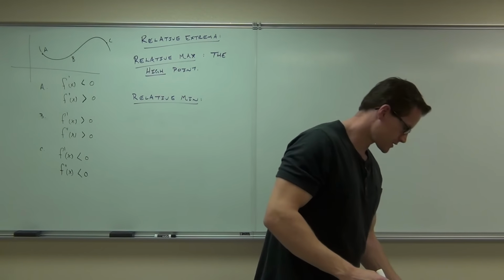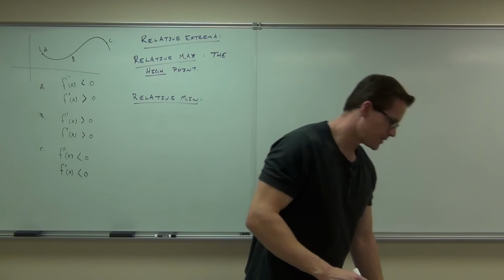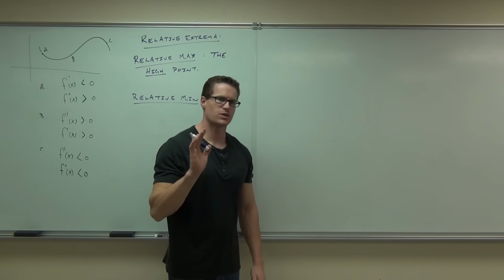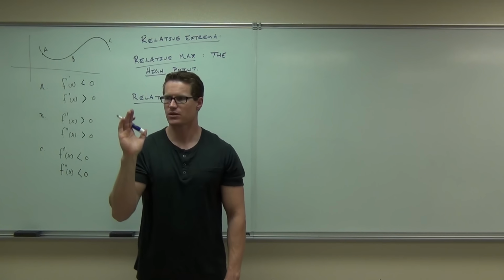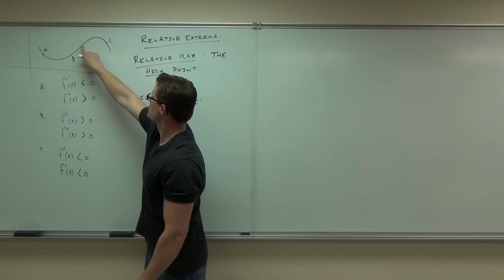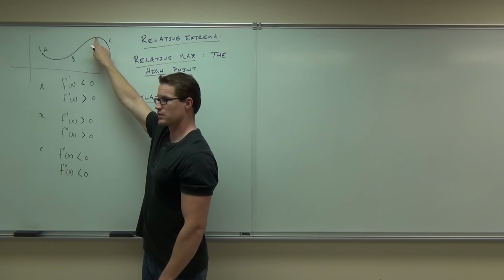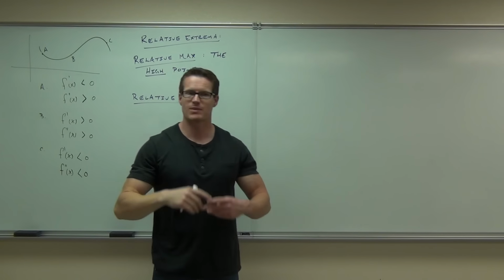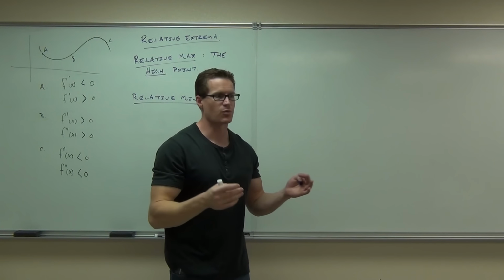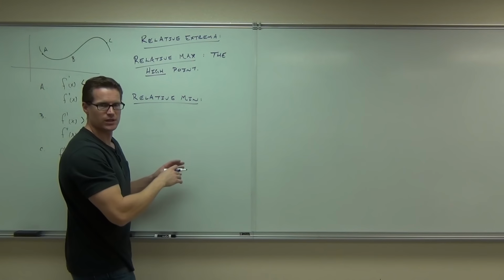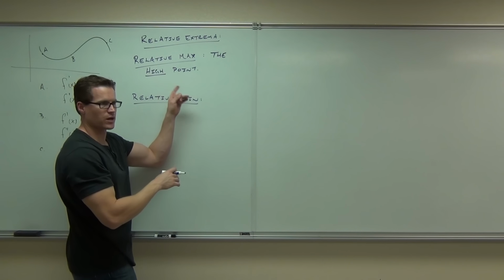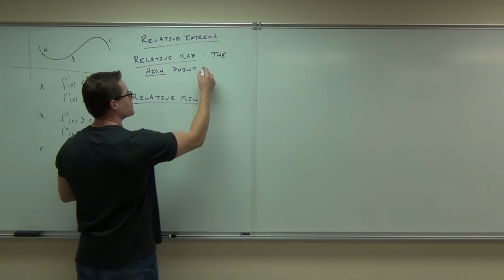A relative max happens when a function changes from increasing to decreasing. That should make sense to us, right? From increasing to decreasing, we should have a peak. That's a relative max. It doesn't have to be the highest point on the graph, but that's the definition for relative max. The high point is kind of an old definition. It's not very mathematical. This is where a function changes from increasing to decreasing.